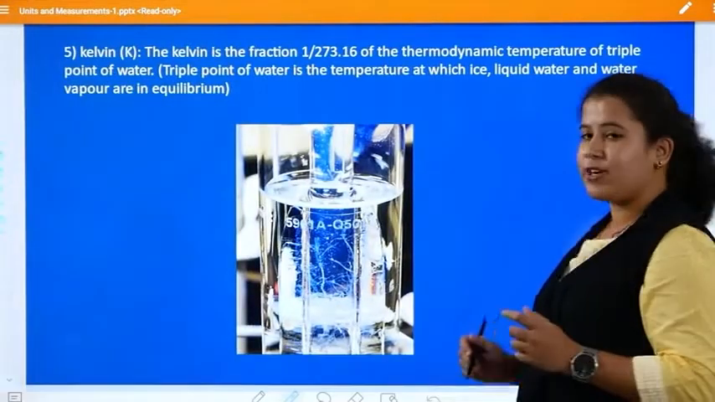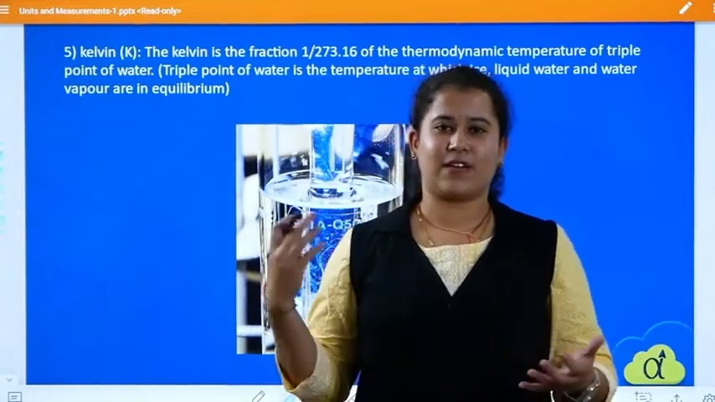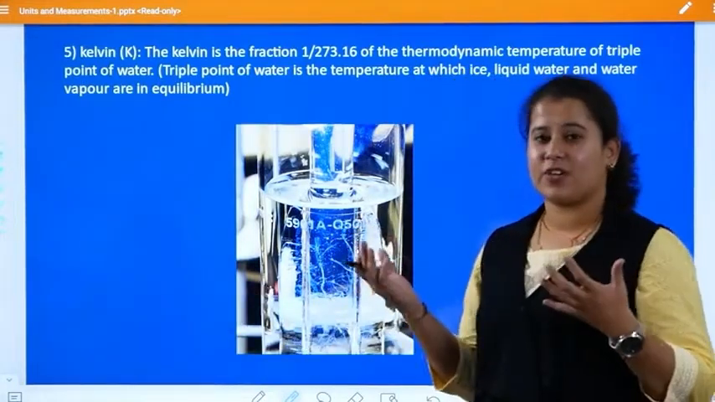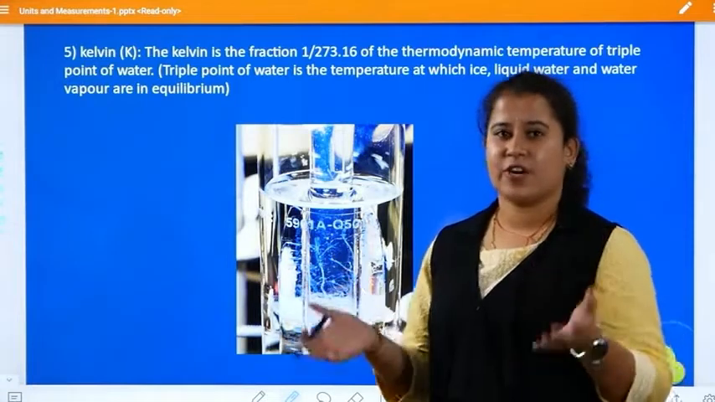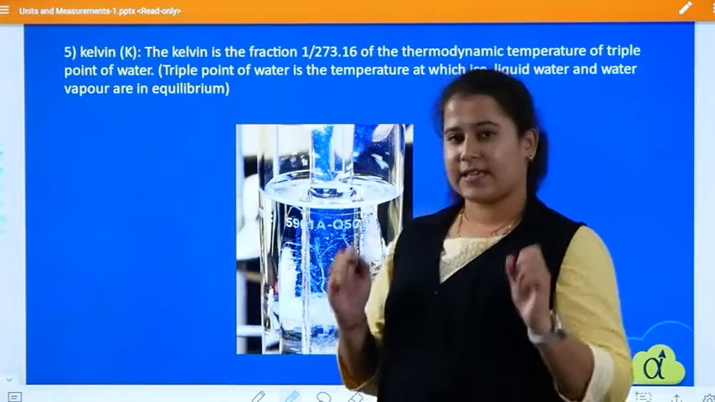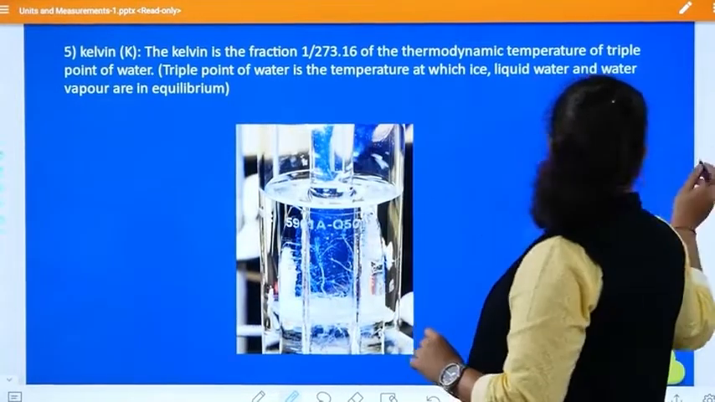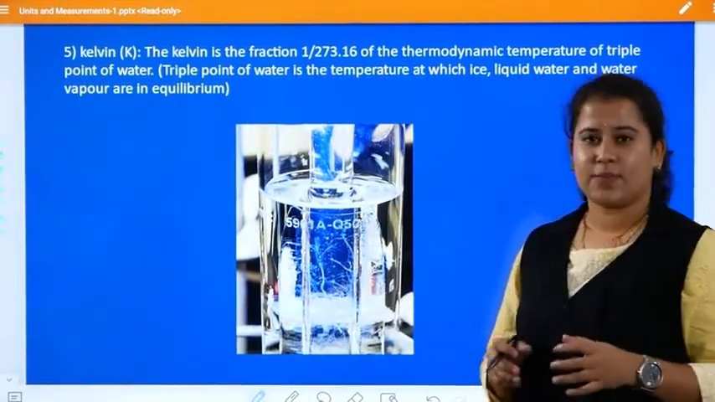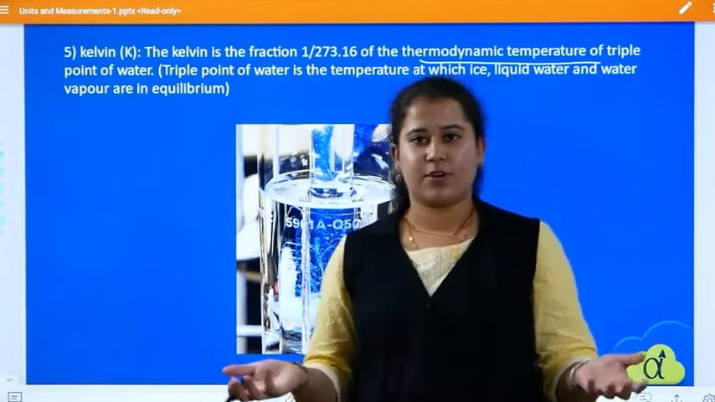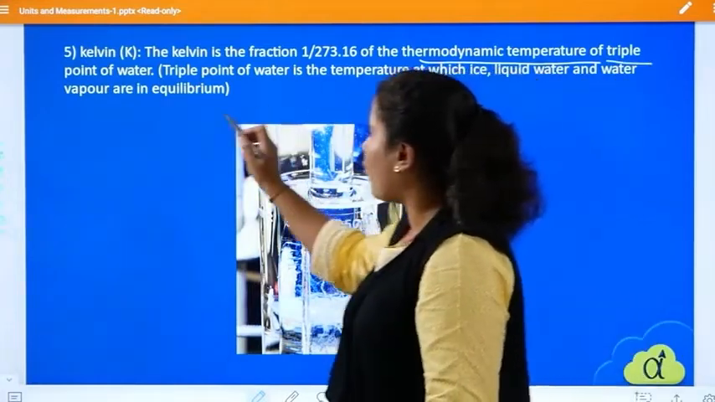Moving on to the next, we have the other unit called Kelvin. Kelvin is the SI unit of temperature. We have come across temperature a lot, especially this year, right? Temperature is the measure of hotness or coldness of a body, and the SI unit of temperature is Kelvin. Kelvin is the fraction 1 divided by 273.16 of the thermodynamic temperature of the triple point of water.